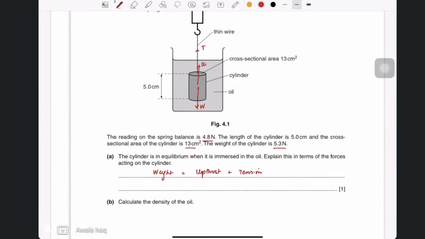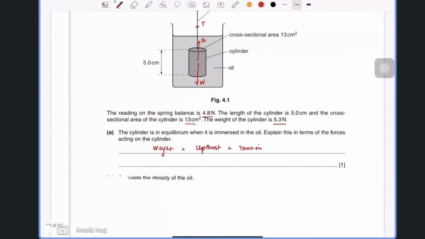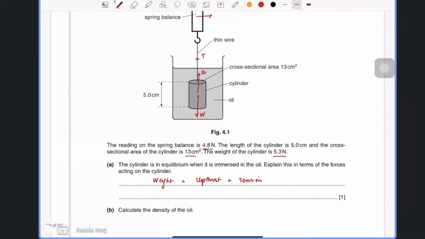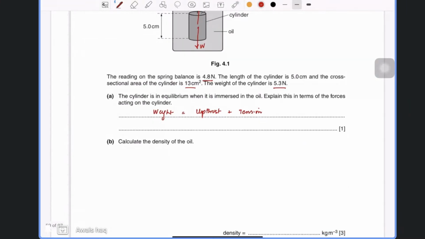Yes, sir, and the part B. Okay, so in part B, we need to calculate the density of the oil. Sure. So the density of the oil can be found using upthrust. Upthrust is equal to rho g change in volume, right? You agree to that at least, right?